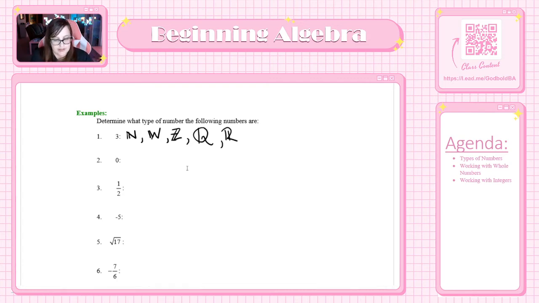Okay, so now let's look at number 2, which is the number 0. So 0 is not a natural number. Remember, natural numbers explicitly exclude 0. You don't get to include 0 until you get to whole numbers. Remember, they have the whole in them. So it's going to be a whole number. It's going to be an integer. It's going to be a rational number and a real number.